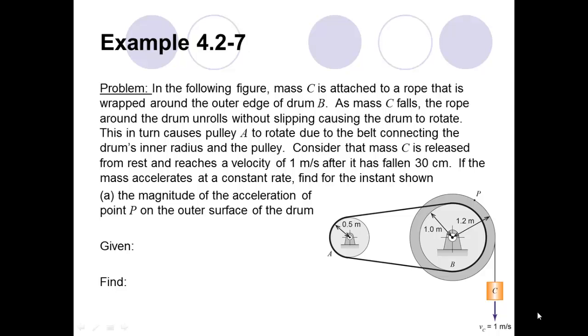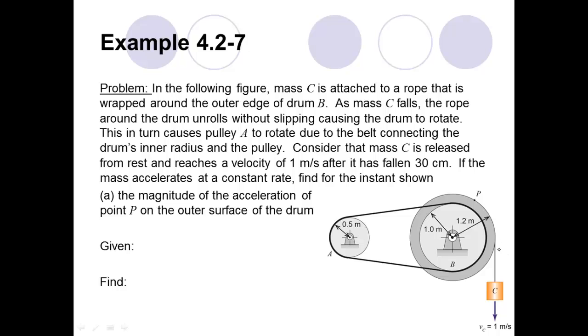So after reading the problem statement and looking at the figure, we try to understand what's happening. This is a pure rotation problem, rotation about a fixed axis. We have these two pulleys that are purely rotating about an axis through their center. Beyond that, it is also a constrained motion problem, or a dependent motion problem, because of the belt connecting these two pulleys. The rotation of one will correspond to the rotation of the other.